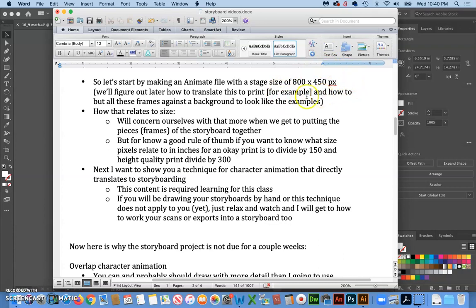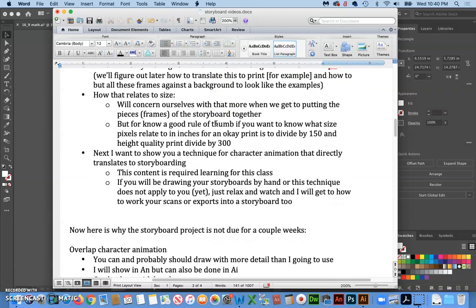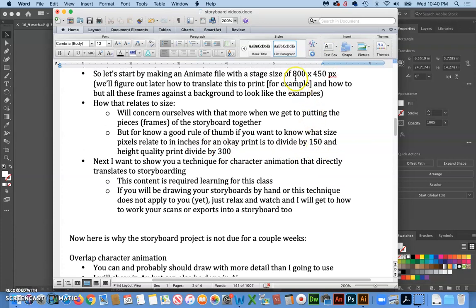what we just said. We'll figure out later how to transfer this to print, for example, just in case you did want to print it out. But if you did want to have an idea right now, a rough rule of thumb is to take your pixel dimensions, and if you need just a decent quality printout, divide that by 150, and if you needed a super high quality printout, divide it by 300.